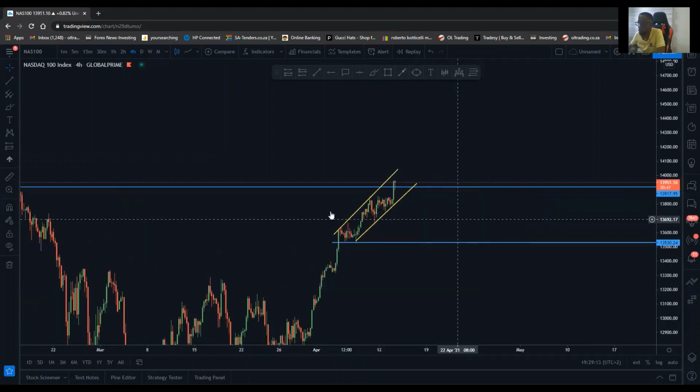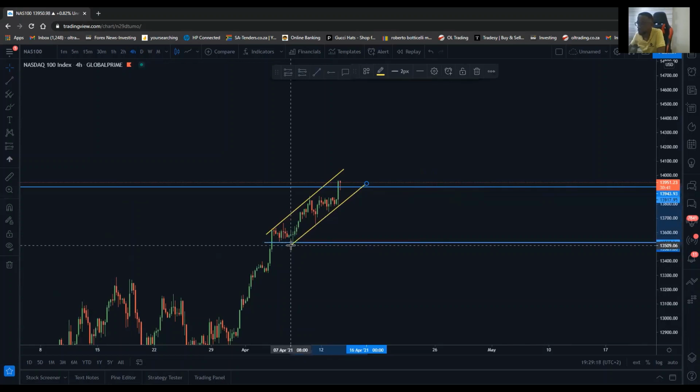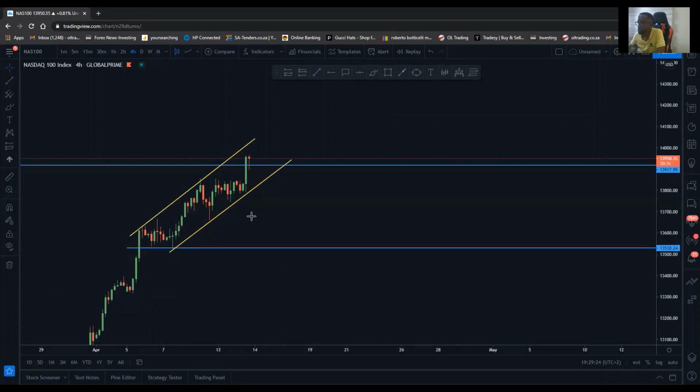The reason why we took our buy here is because of this. You can see the first touch was here, then the second touch was here. So let me just show you guys. First touch, second touch, third touch.